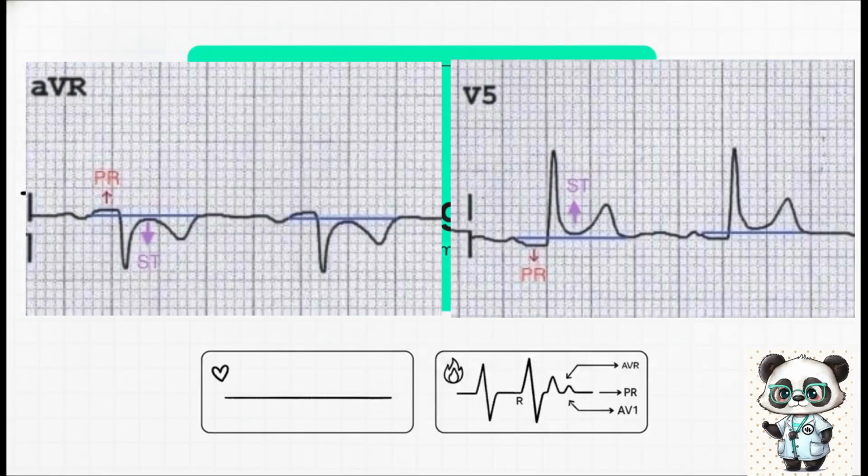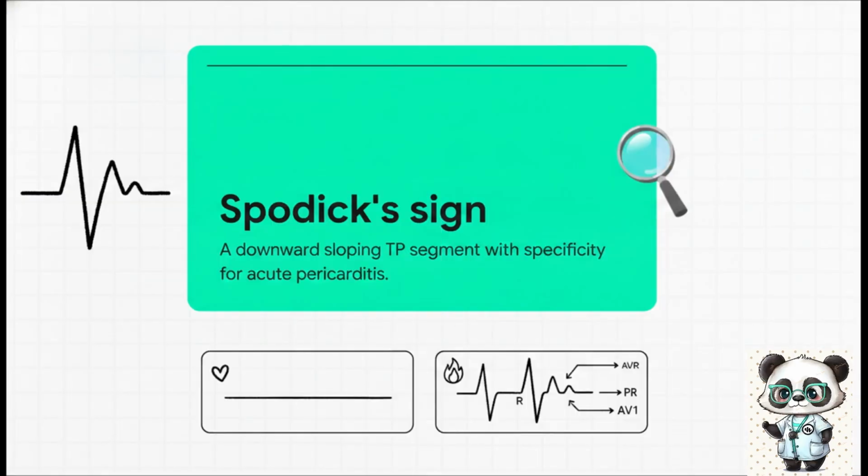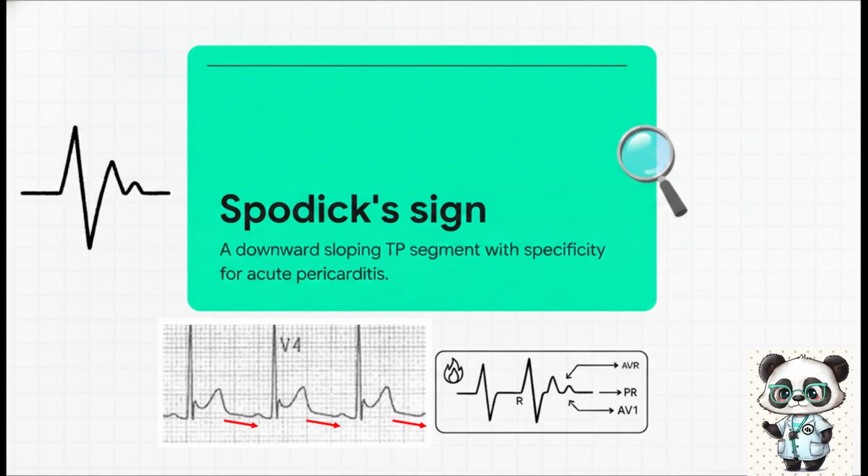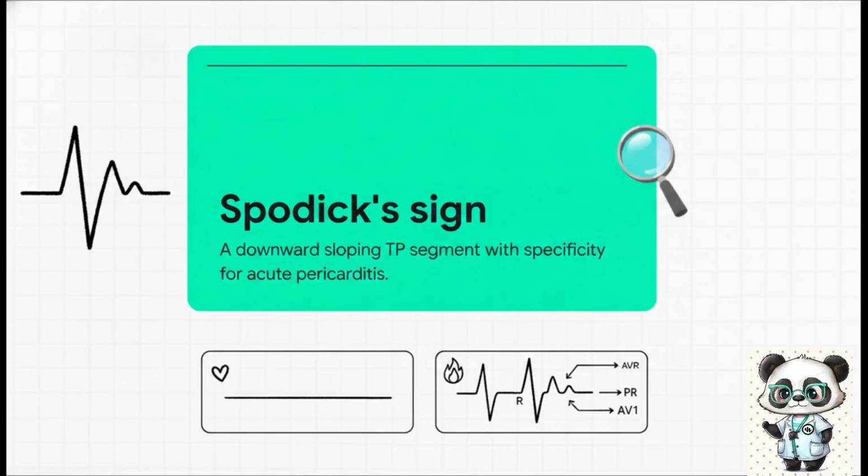You can also hunt for something called Spodick's sign. First described by David H. Spodick way back in 1974, this is a really distinctive downward sloping of the TP segment. That's the flat space between the T wave and the next P wave. It has a remarkably high specificity for acute pericarditis. Also, if you check leads aVR and V1 during pericarditis, you'll actually see reciprocal ST depression and PR elevation, perfectly mirroring the widespread changes happening everywhere else.